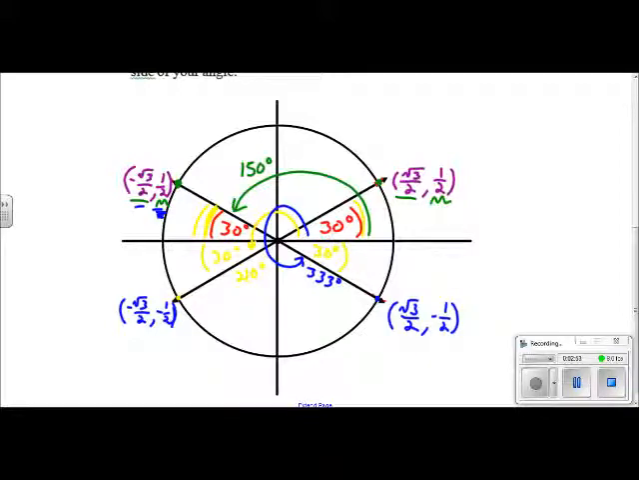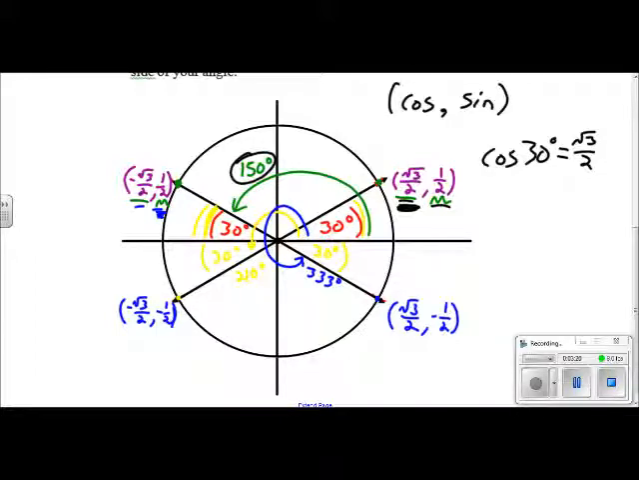Now, funny thing about all these, the coordinates that we have there, those correspond to the cosine at that point and the sine at that point. So if you remember, the cosine of 30 degrees equals root 3 over 2. And so the cosine at our 30 degrees is root 3 over 2. Similarly then, if we are looking at our 150-degree angle, we would say the cosine of 150 degrees equals, we would look at our x portion and say that it's negative root 3 over 2.